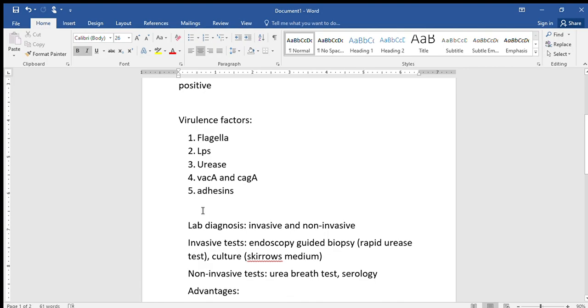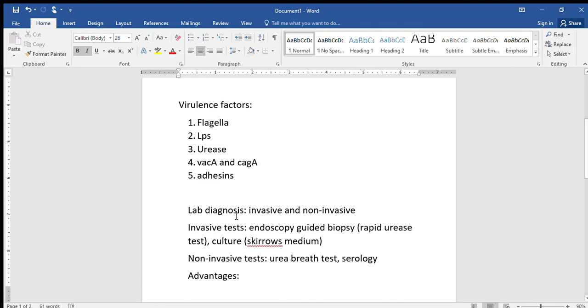Now adhesins, what do they help to do? Adhere to the host cell. Okay, that is the stomach cell. So now the lab diagnosis. Regarding the lab diagnosis, it has the invasive tests and the non-invasive tests.